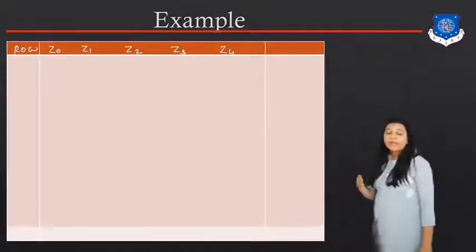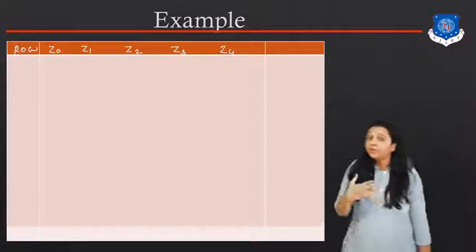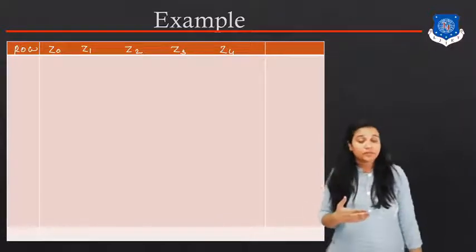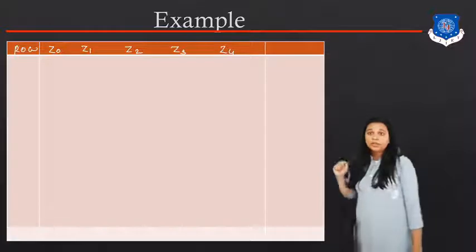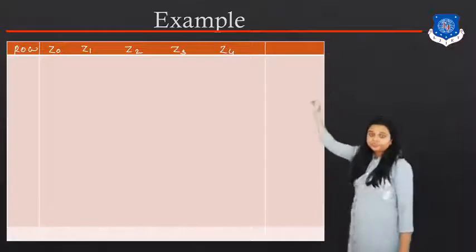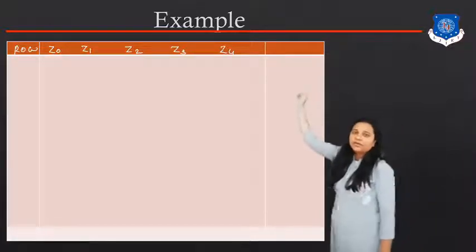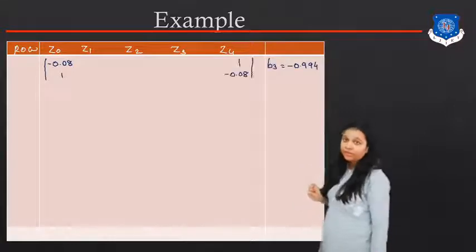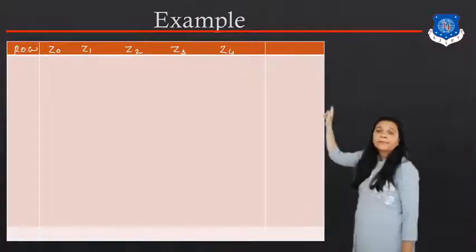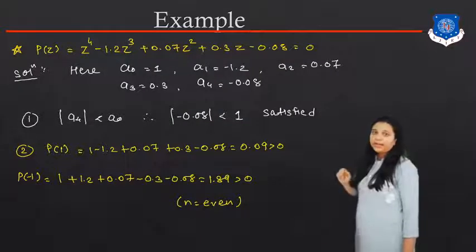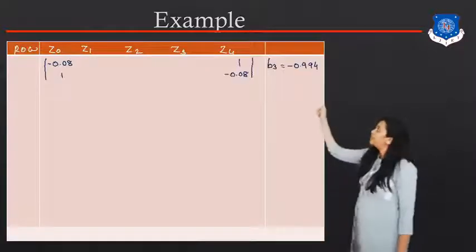Now we have to find the value of Bn minus 1, B0, C0, Cn minus 1. For that we have to use the Jury stability table. So first of all, write the rows Z0, Z1, Z2, Z3 and Z4. The first one is to put the value of A4, and it is minus 0.08.